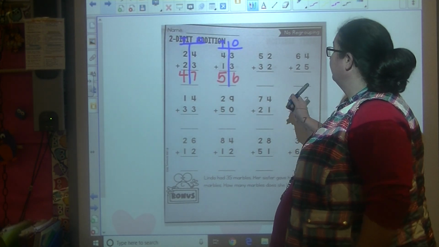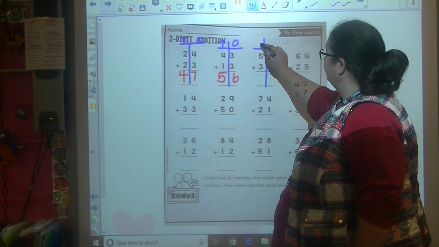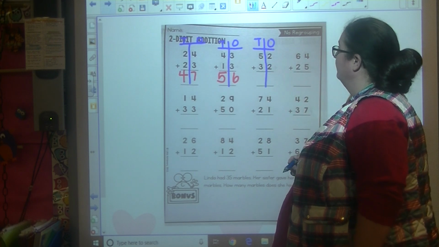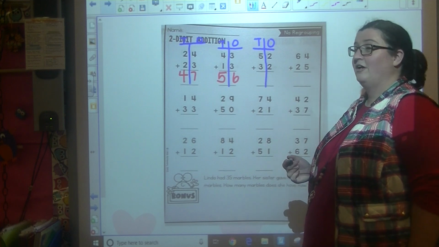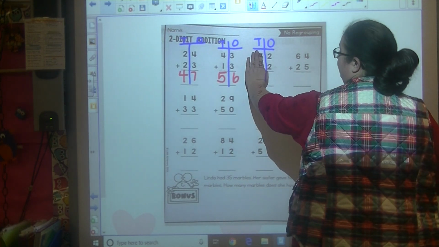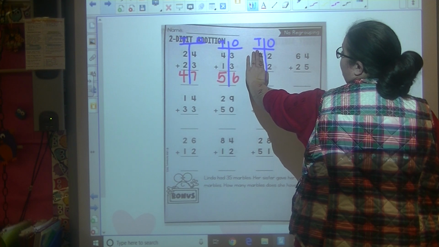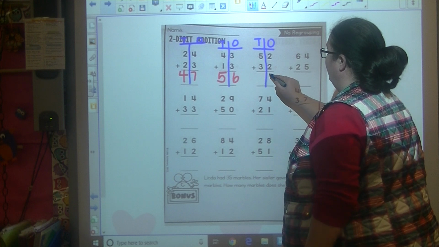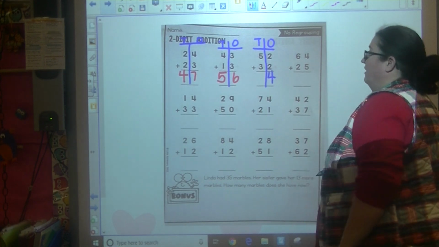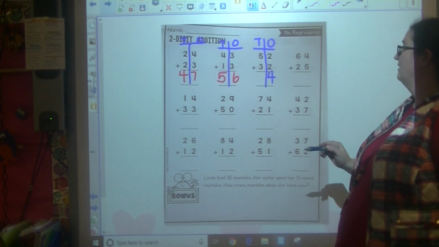Next one. Divide your tens from your ones. Who hides? Tens. Let's add our ones. 2 plus 2 is 4. 5 plus 3 equals 8.